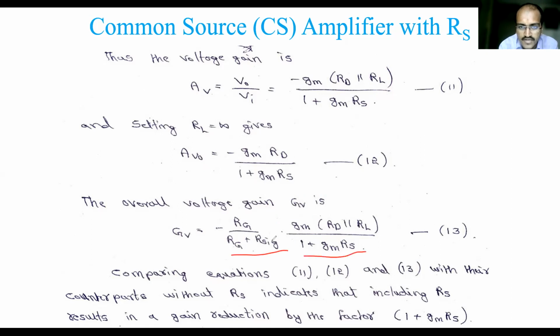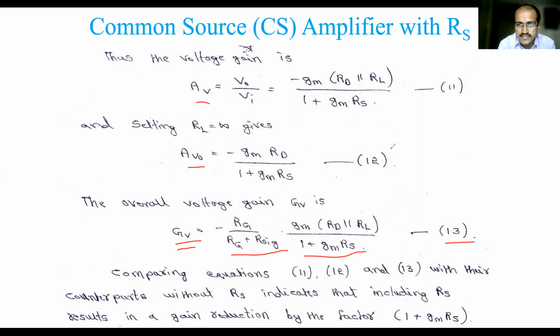The basic relations we studied at the very first, right? From that, GV is equal to RG by RG plus R signal into AV, and this AV is substituted here. It makes equation number 13. So these are different parameters of the amplifier: the voltage gain, the open circuit voltage gain, and the overall voltage gain.